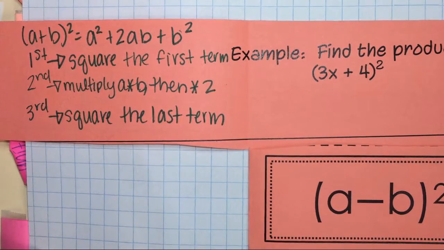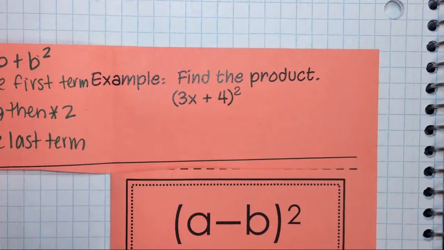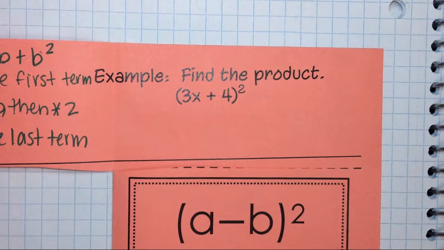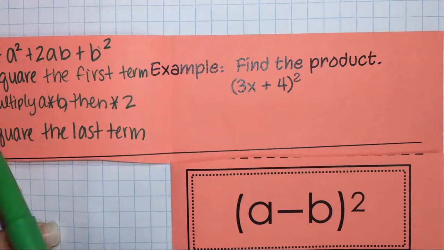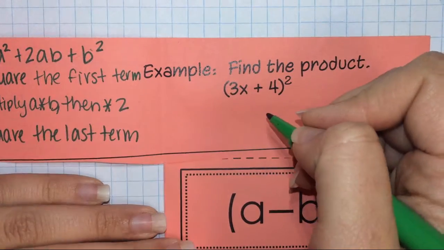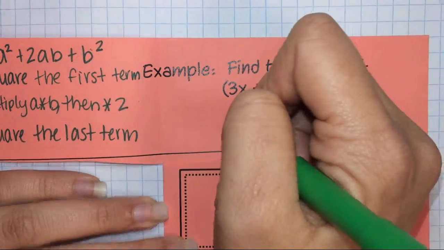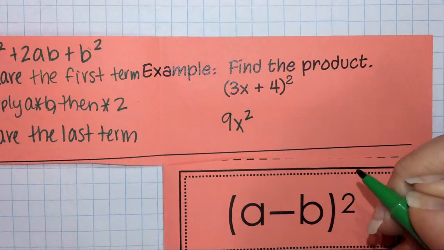All right, here we go. Let's practice on this problem. The first step said to square the first term. So in case you forgot the first step, it says it right here. Square the first term. So you square 3x. No, guys, what's 3 squared? 9x squared. I didn't say 6.